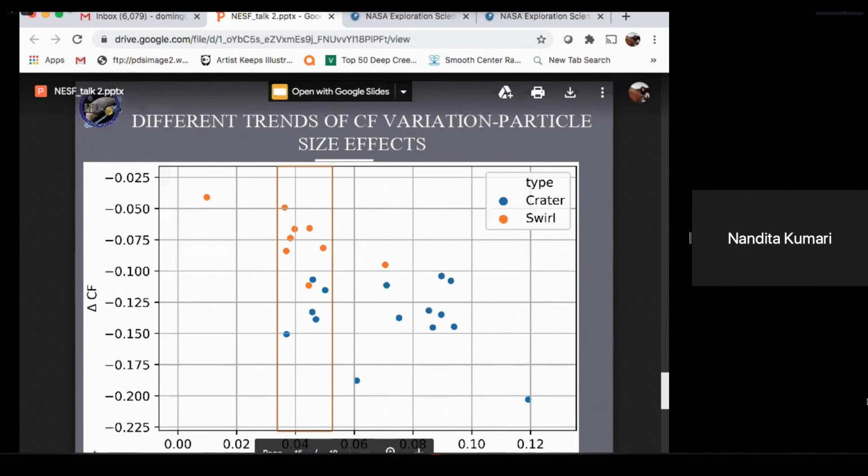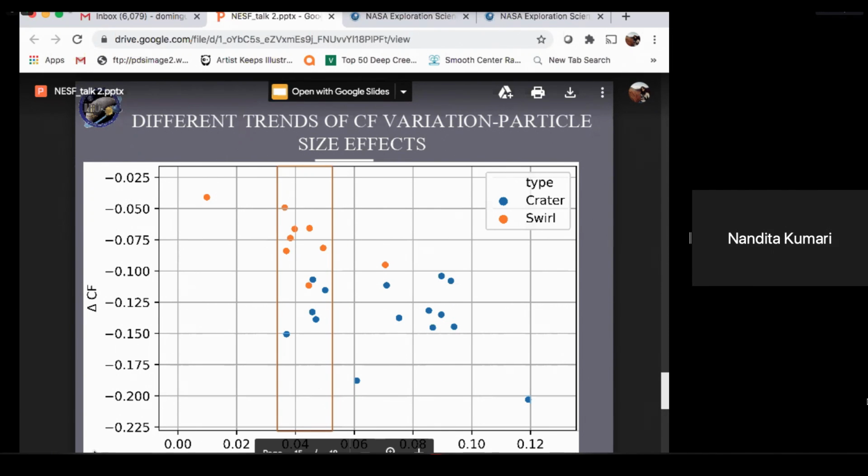Okay, so now let's look at the particle size effects. Here you can see craters in blue and the soils. This is all the 23 locations, and you can see that essentially for the same albedo change, there have been significantly different changes in CF.